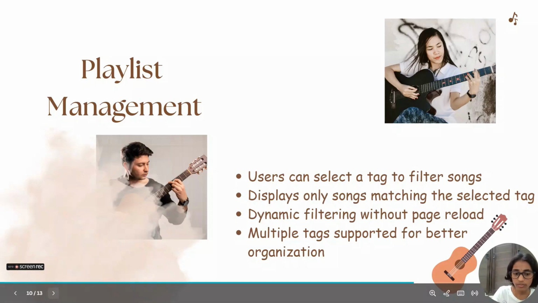Along with this, we implemented a tag based system, in which each song is assigned tags based on mood or category, such as happy, calm, and workout. Like that, we can play the songs based on the tags we click. So using these tags, user can filter and play songs based on the selected tag list. This filtering happens dynamically without reloading the page.